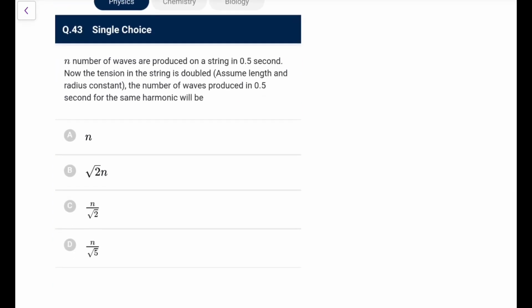Next, 43rd, now third last question. N number of waves are produced on a string in 0.5 second. Okay, that means frequency would be 2n. Now the tension in the string is doubled. The number of waves produced in 0.5 second for the same harmonic will be. So n number of waves was produced on a string in 0.5 second. Now the tension in the string is doubled. So tension is doubled, that means V will become root 2 times.